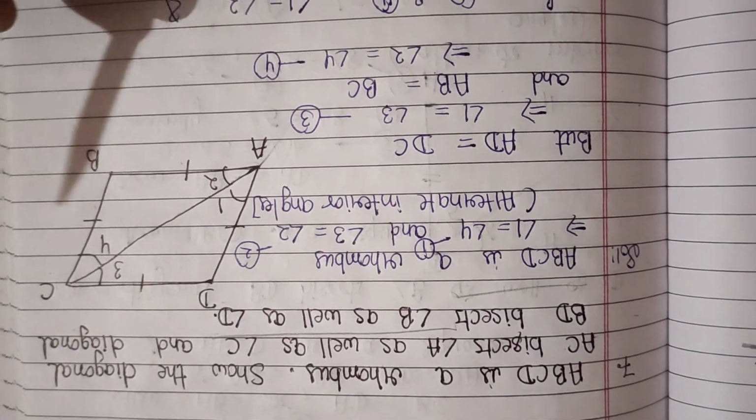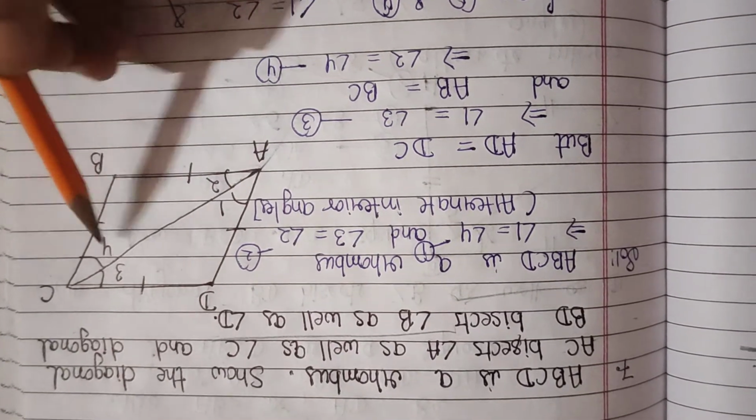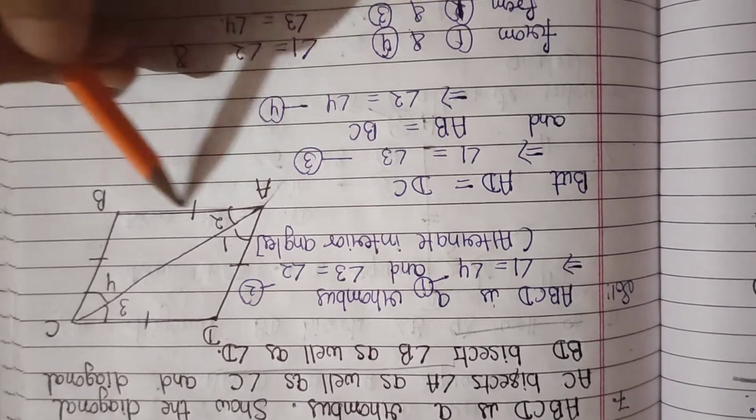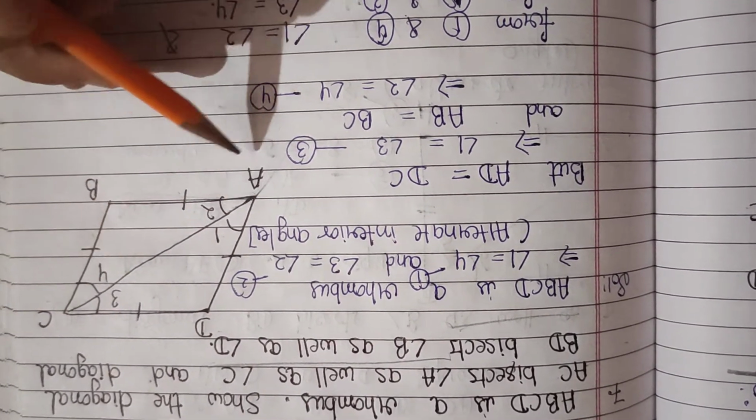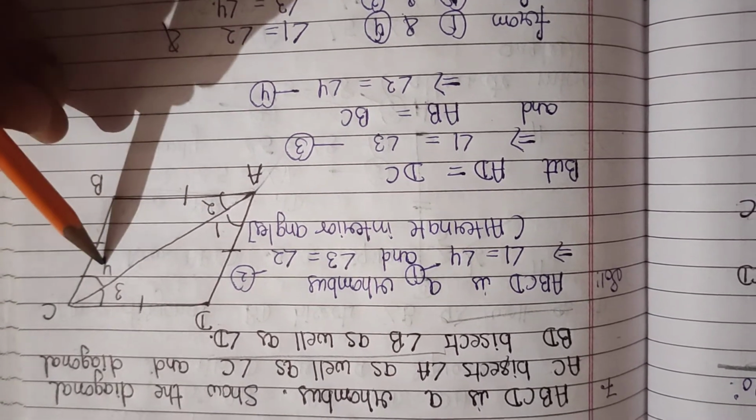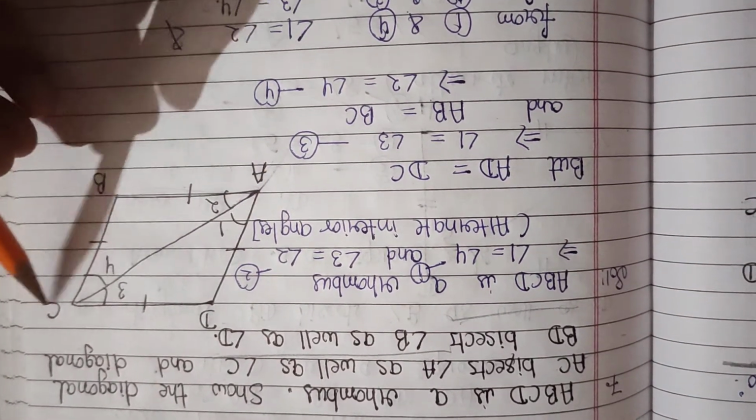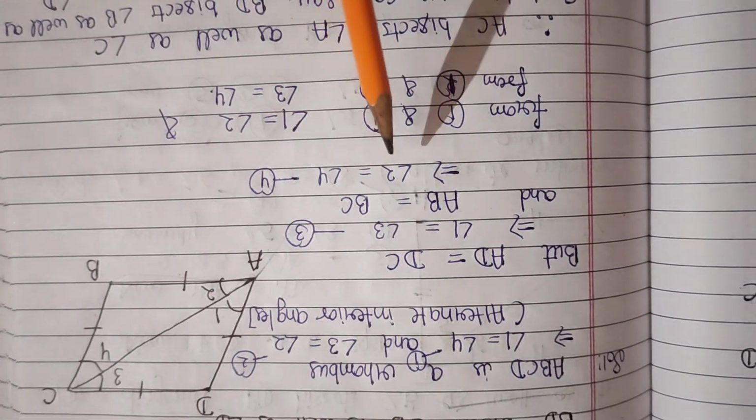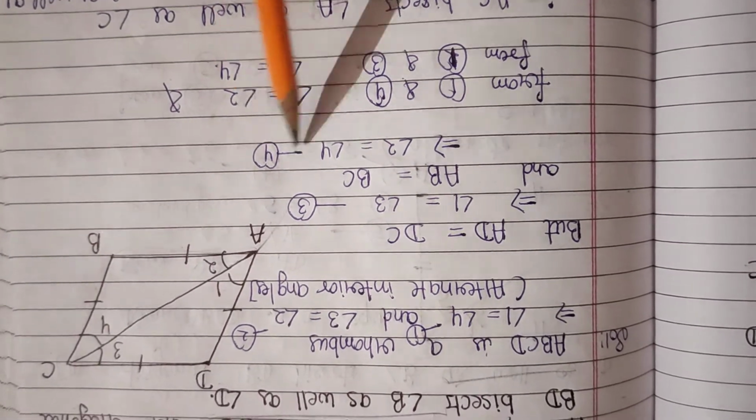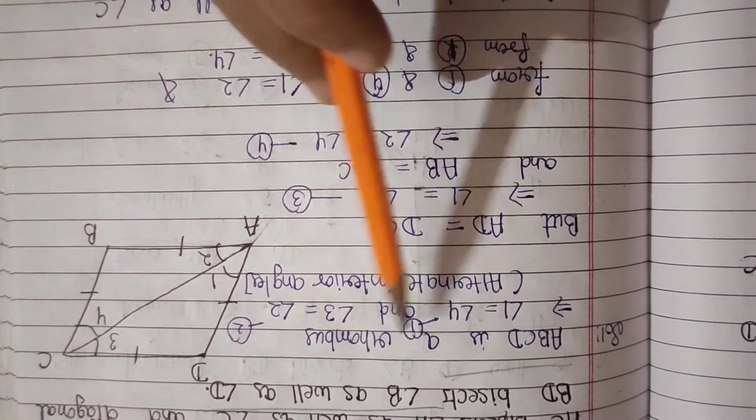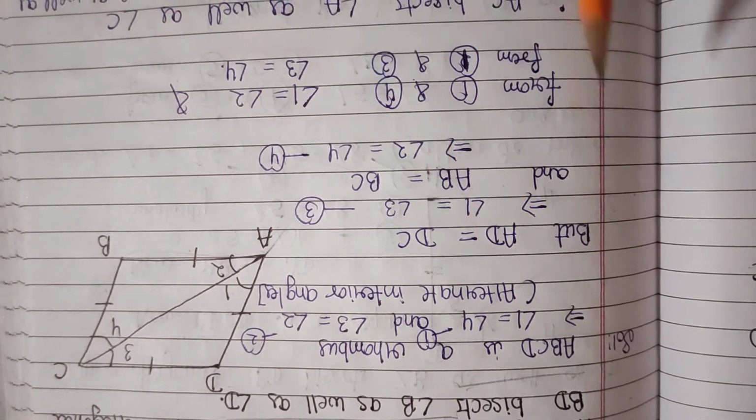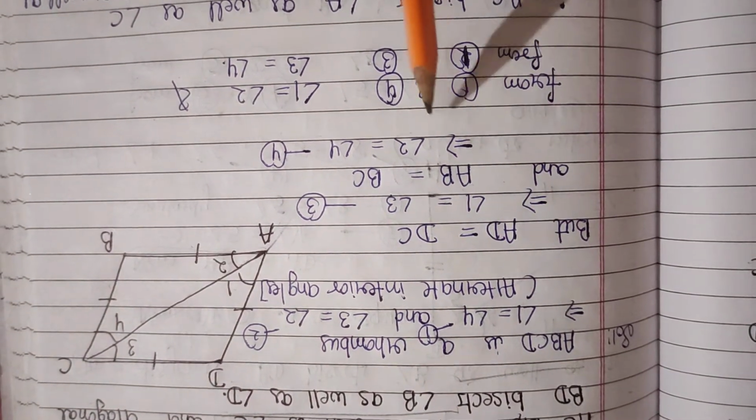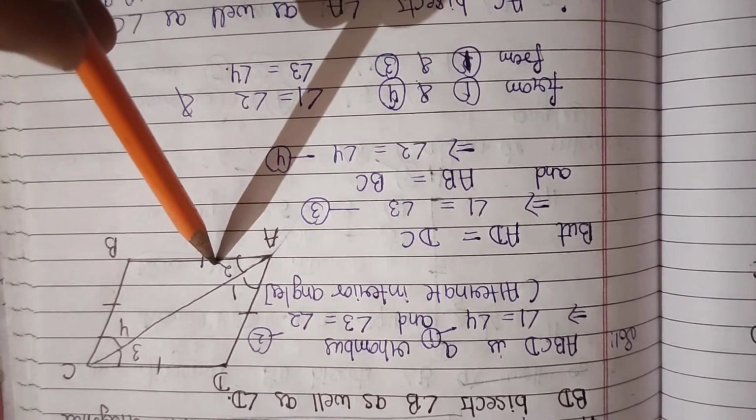So according to the parallelogram, I can say angle 1 is equal to angle 4 and angle 2 is equal to angle 3, alternate interior angles. Now in this triangle, AB is equal to BC, so angle 2 is equal to angle 4. And DA is equal to DC, so angle 1 is equal to angle 3. So from the equations, if we compare, angle 1 is equal to angle 4, angle 4 is equal to angle 2. It means angle 1 and angle 2 are equal.